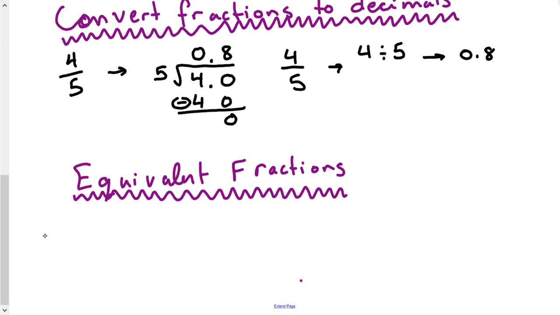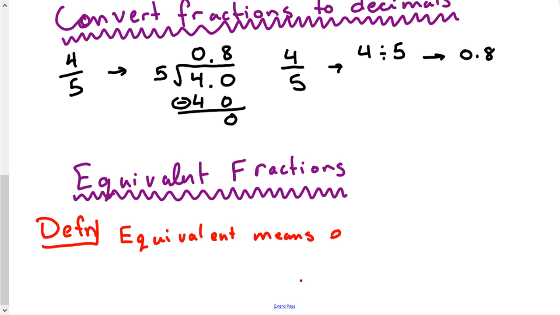So, definition time. I shorten it like this. You don't have to. You can write out the whole definition. So this says equivalent means equal. So that means that these are going to be equal in some way.